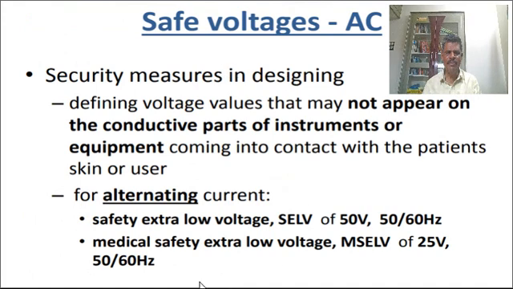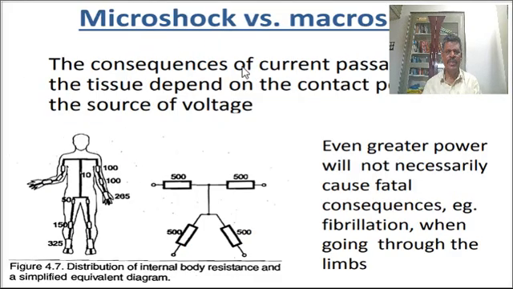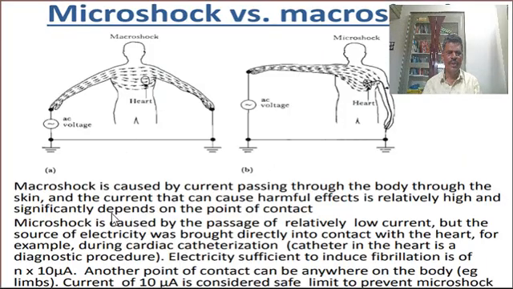Then the safe voltage: the maximum safe voltage is 50 volts, right? So that is the safe voltage for using medical devices. Then there are two types of shock, microshock versus macroshock. We will see what microshock is and what macroshock is, and where they arise in patient treatment. Say, for example, macroshock.